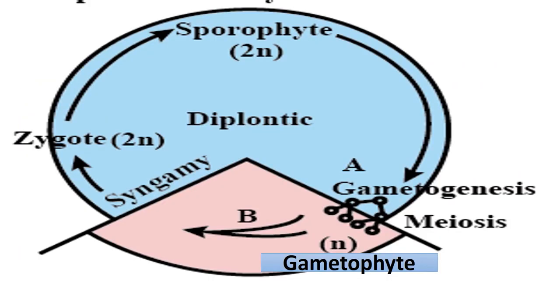This figure is representing diplontic type of life cycle. And here, because in diplontic life cycle sporophyte is the dominant phase, that's why we will start from here. Dominant phase, that is sporophyte. The plants that you see around you, all the parts of those plants like leaves, stem and roots, are diploid structure, and those are sporophytic plant body. So it is represented by 2n.